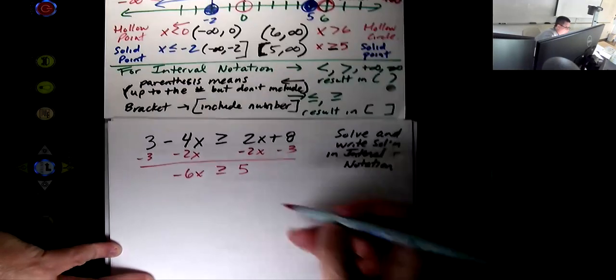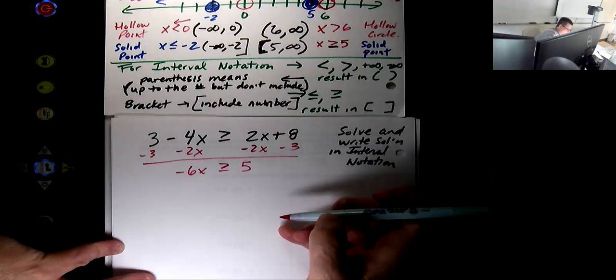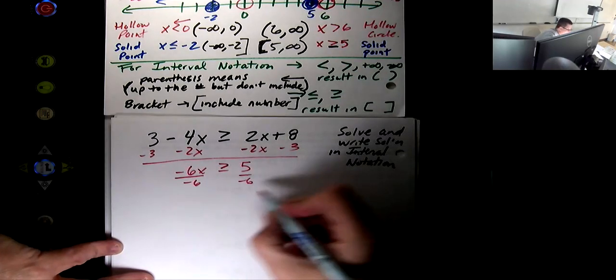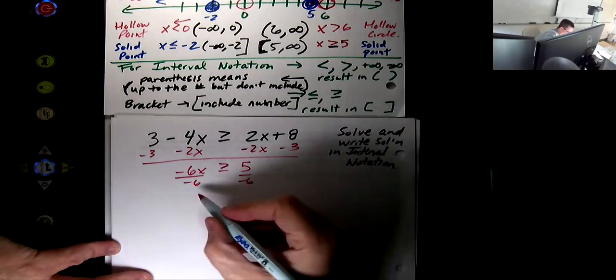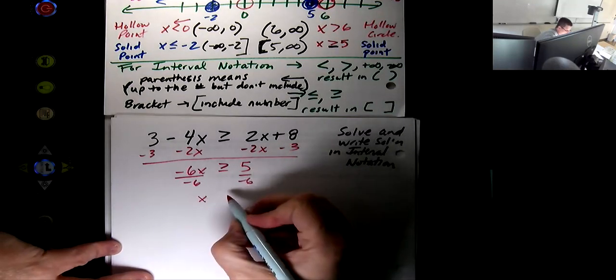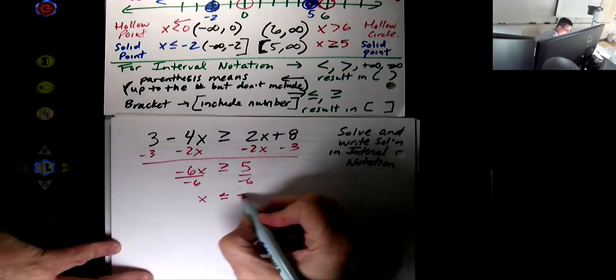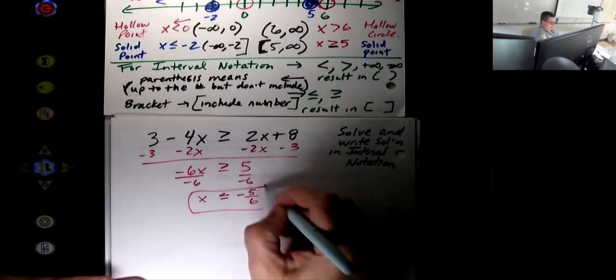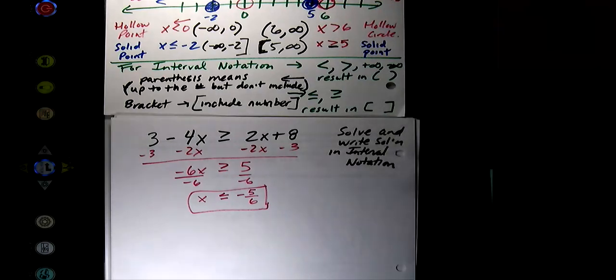Now what? I divided by the negatives. What did you get? And since I divided by the -6, you flip the sign. X is less than or equal to. Yes. All right, we're at a good start.